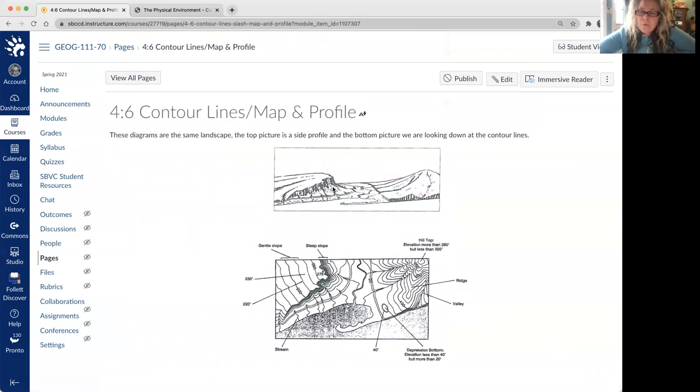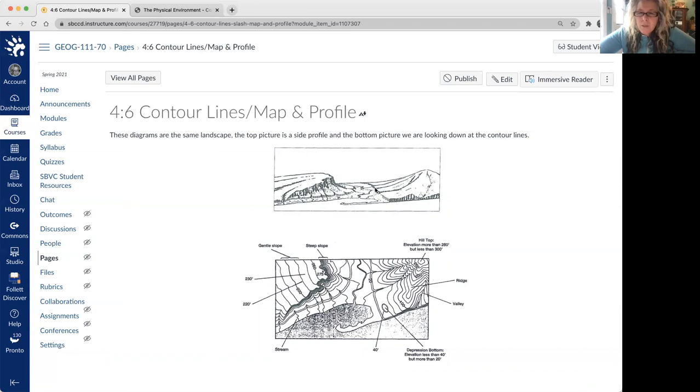Again, here's the side profile. And here it is with contour lines. So right here, look at this, is a steep slope. And right here's the steep slope. Look how close these contour lines are together. Right, this is a more gentle uphill slope. That's why they're spaced wider apart. This is a gentle uphill slope.